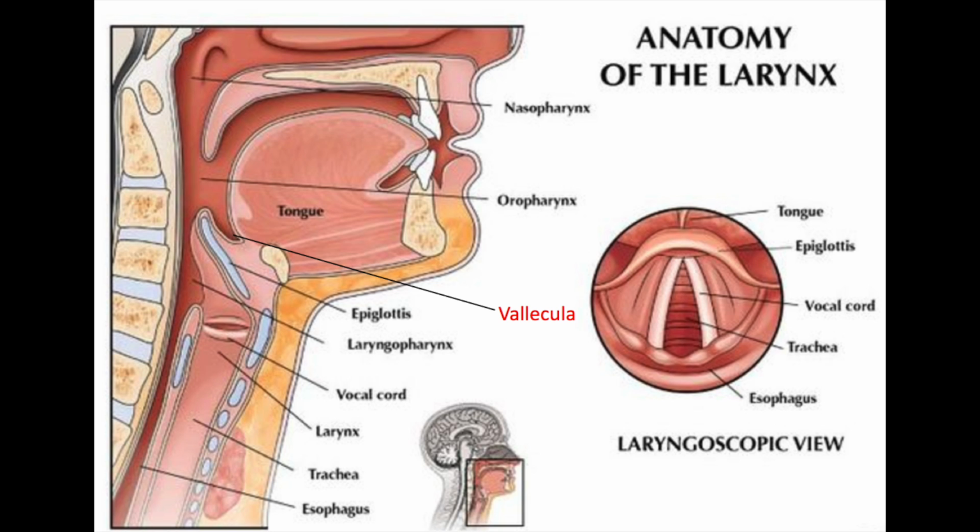From there, you'll need to locate the tongue. Most importantly, know where the vallecula is located, as this will be the point of manipulation when using your curved Macintosh blade. Being able to properly manipulate the vallecula with the Mac blade will allow you to mobilize the epiglottis and visualize the vocal cord. Remember, the vocal cords and trachea are always anterior to the esophagus.